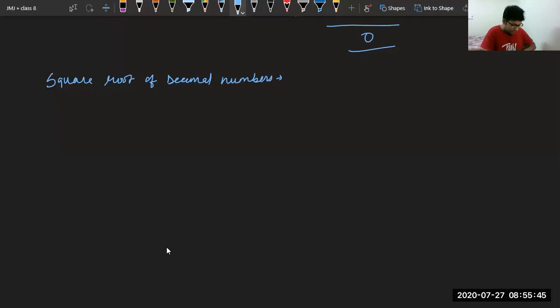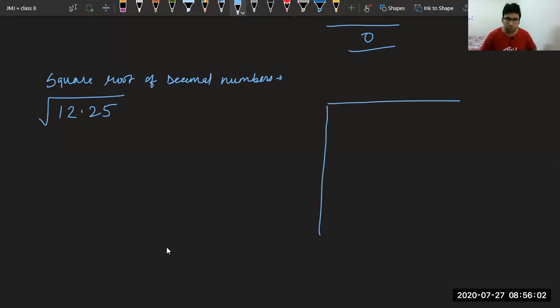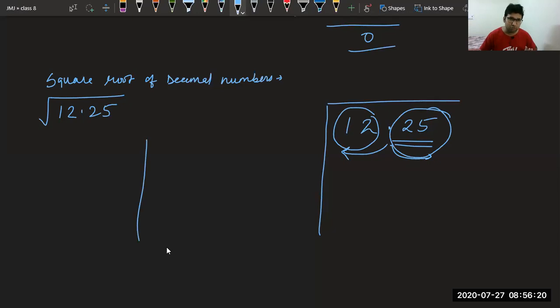Now, let's take an example. Suppose I take 12.25. Again, we want to find its square root. For that, let me start like this. 12.25. In this case, before decimal is the same number that we have seen earlier. This before decimal is easy for us. So please see what to do.